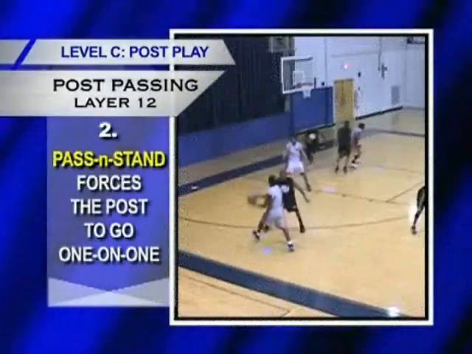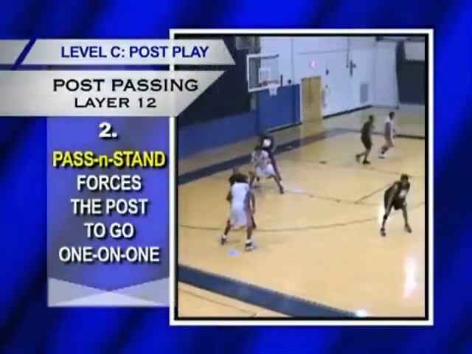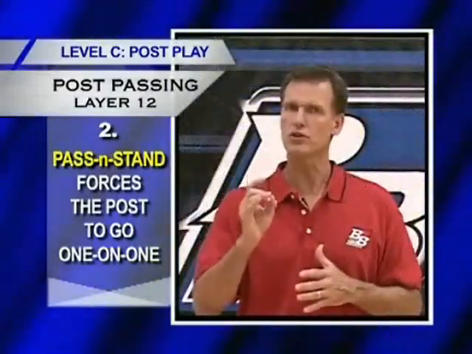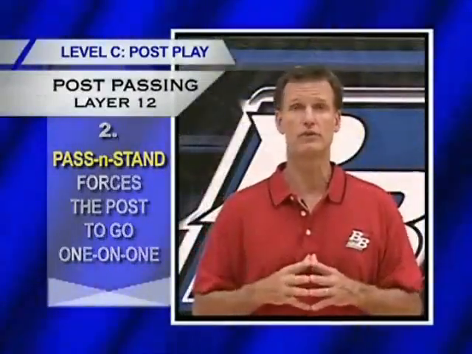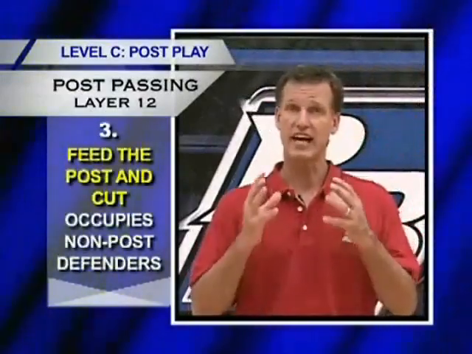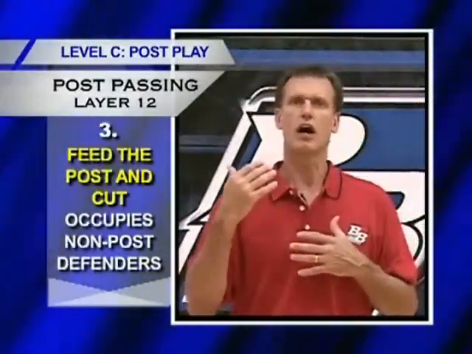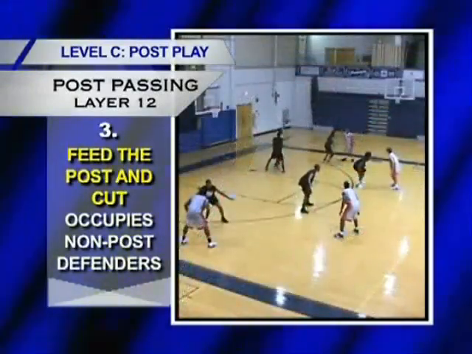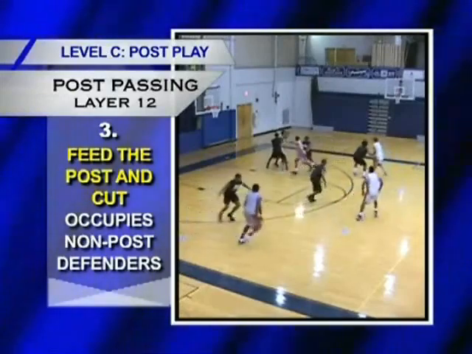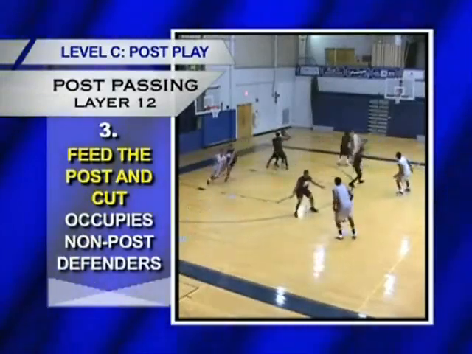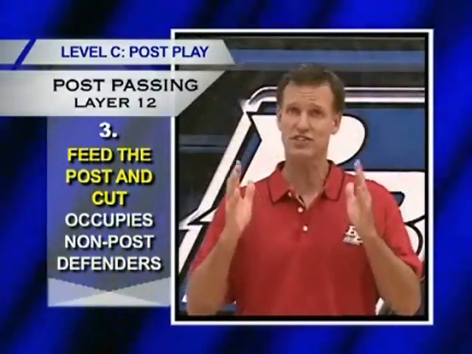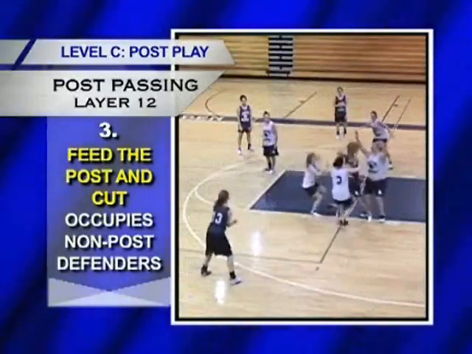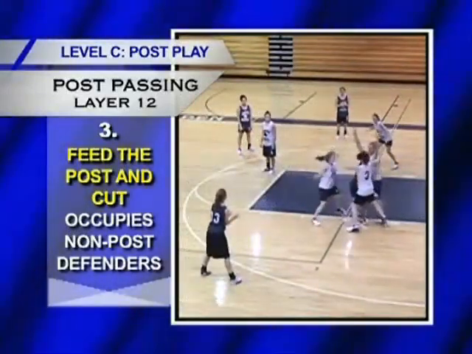If a player feeds the post and stands, then the rest of the players usually stand and watch as well. The post player will feel the pressure to go one-on-one whether he should or not. And the third reason to have attacking cuts by the passer is to occupy the non-post defenders. If the passer cuts, then everyone on the perimeter moves as well, along with his or her defenders. Otherwise, if we pass and stand, then it becomes easier for perimeter defenders to pay attention to the situation, help down, and double team the post.